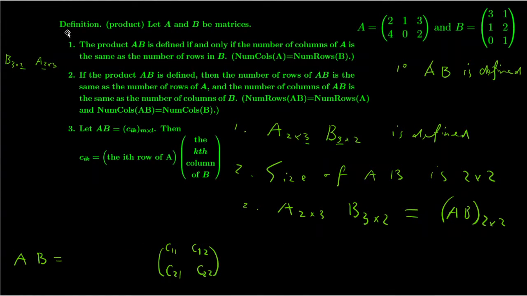I will copy the matrices A and B. Okay, A is a 2 by 3 matrix: 2, 1, 3, 4, 0, 2, and B is the matrix 3, 1, 1, 2, 0, 1. I hope it's not too messy. Okay, now let's look carefully. The last question we need to answer is what are the numbers in the product? What are the entries in the product? What are C11, C12, C21, and so on?